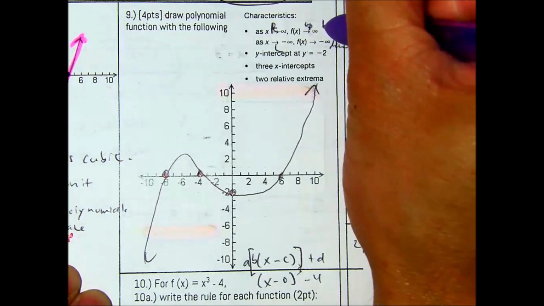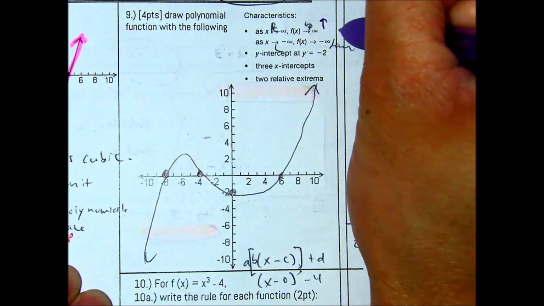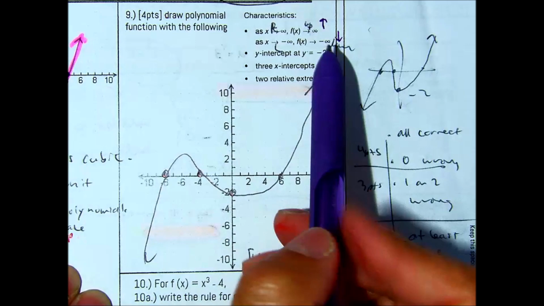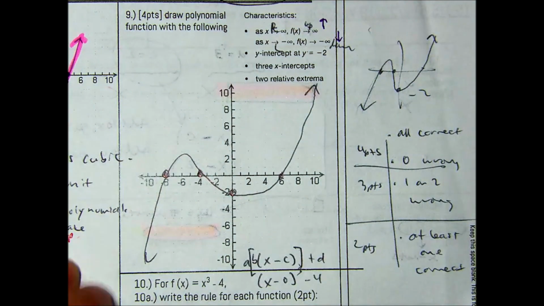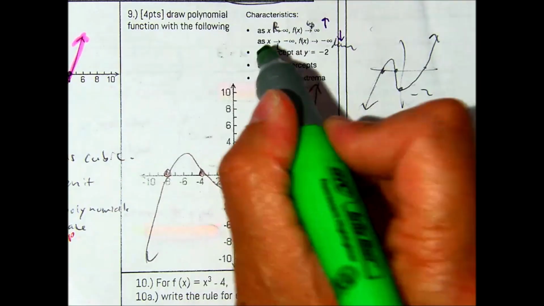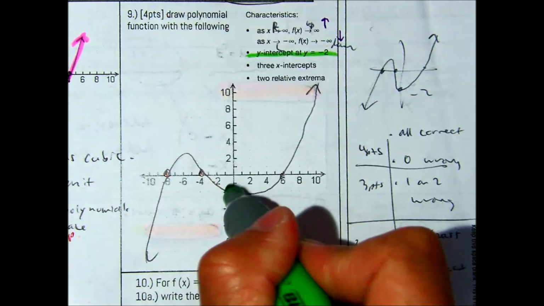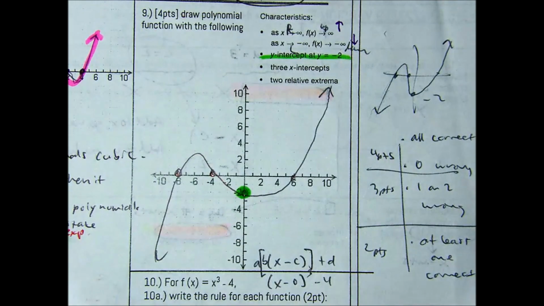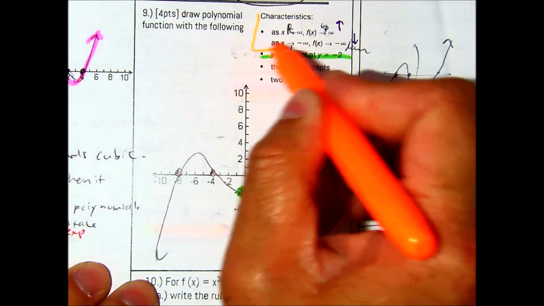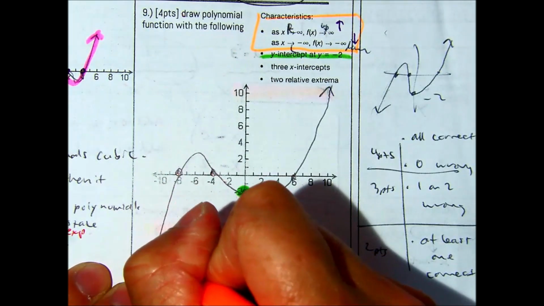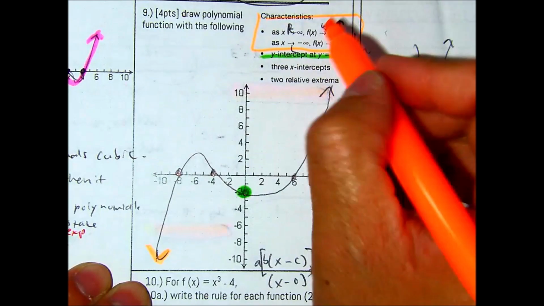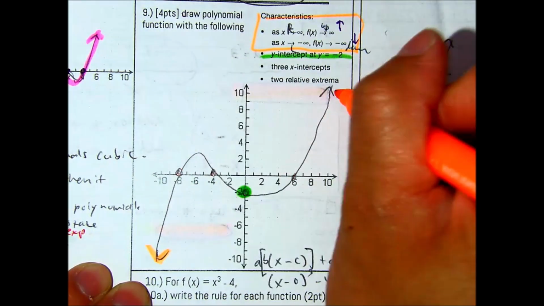So this one says going to the right, you go up. Going towards the left, you go down. It tells you you have a Y-intercept. Let me highlight this so you can see it. It has to go through here. This box and these characteristics, we just said, starts. As you go towards the left, it's down. If you go towards the right, it's up.